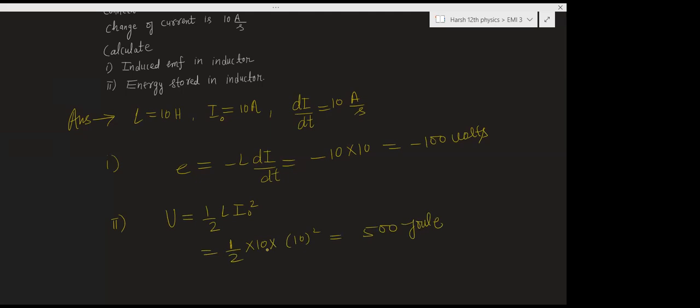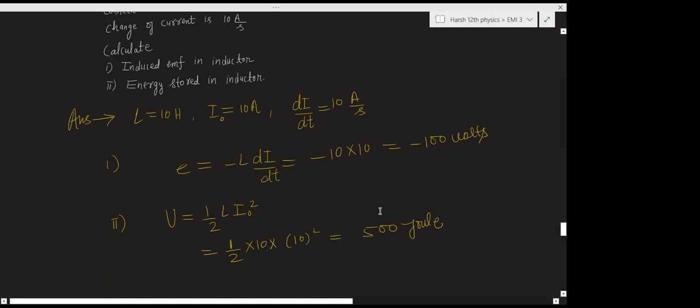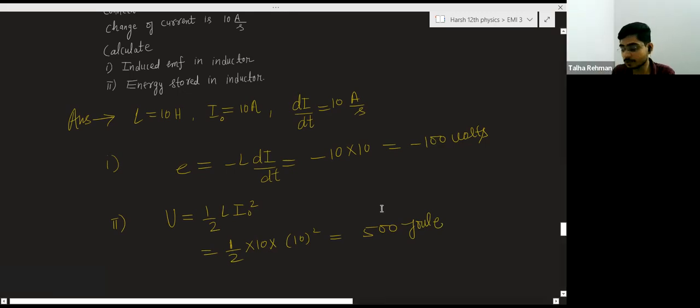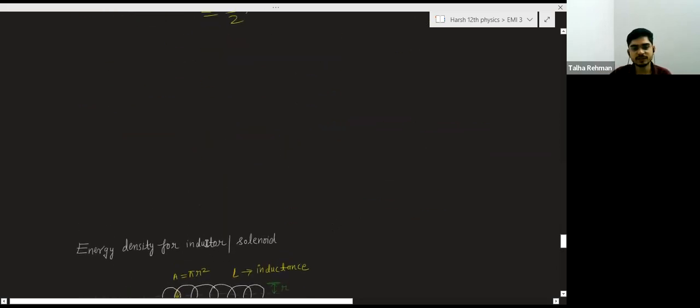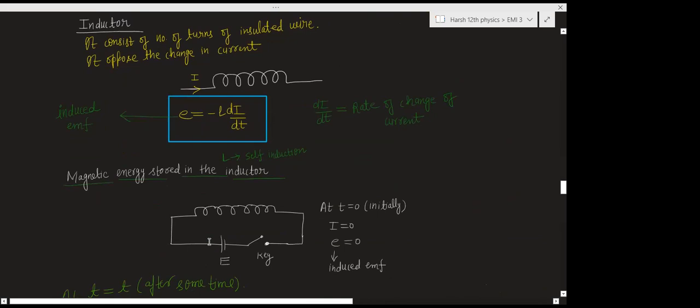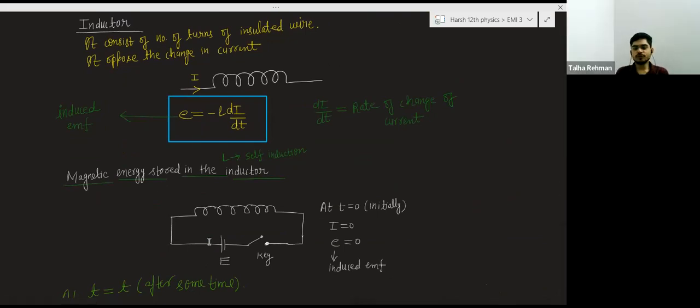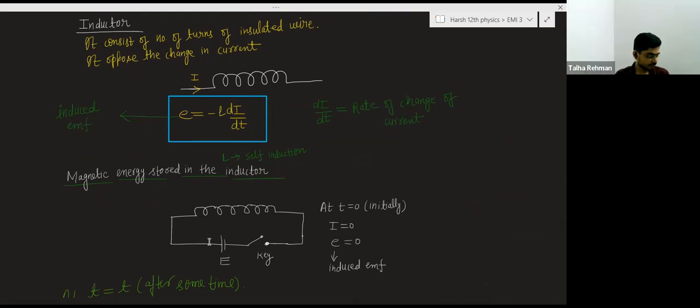Now there is one topic left, that is energy density. Have we calculated the energy density somewhere else also? In the previous chapter, we calculated the energy density for the capacitor. So this is your last topic, energy density. Note this down. Then tomorrow we will have the same class at the same time, and we will start AC, alternating current. So please don't miss the class.